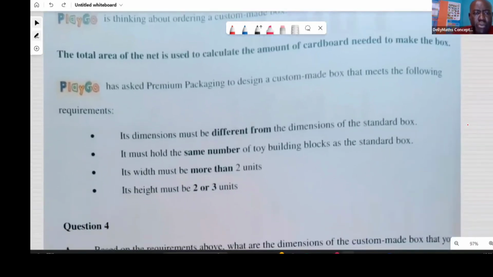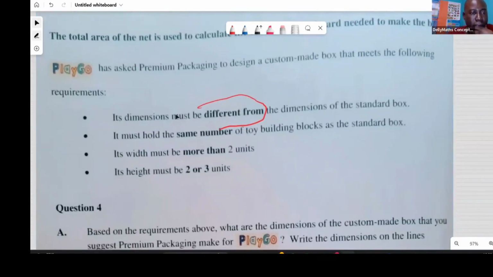Playgo has the premium packaging to design a custom-made box with these requirements. So the dimensions must be different from the standard. So we're not going to be using that same dimension, the 3 by 2 by 10. Another thing, it says it must hold the same number of blocks as the standard. In other words, it should have a volume of 60 cubic units. You want to make sure that's 60, so you can hold 60 of those toys.